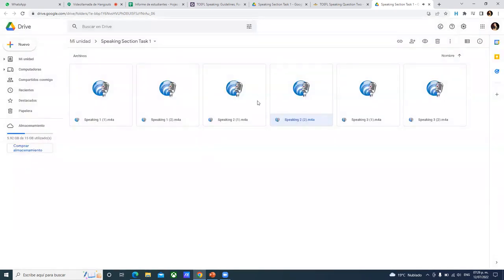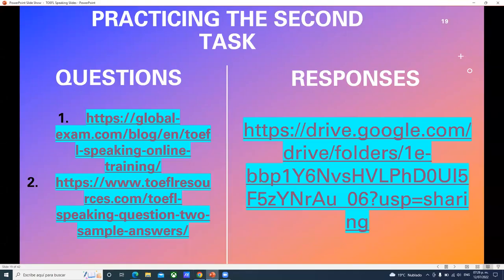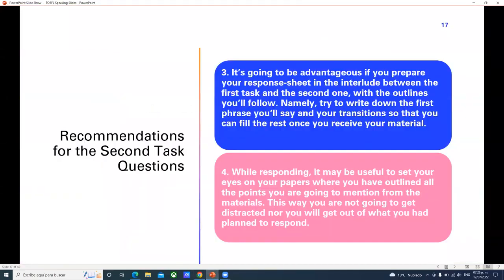Wonderful. So as you can see, this was a very long conversation in the sense that it had a lot of details. So it was difficult, of course, to implement the principal ones into the response. But I think this was a very good example of how to respond to the second task of the speaking section. Okay, so now let's come back to our presentation and let's see some other recommendations I have for you.